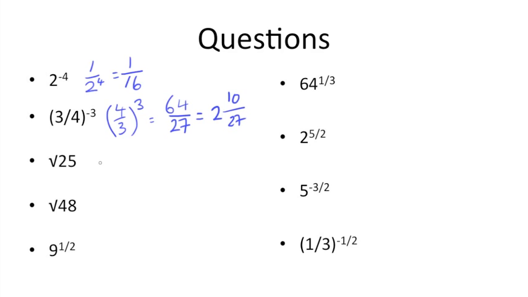Next off, we have the square root of 25. Now, 25 is a perfect square, since 5 squared is 25.